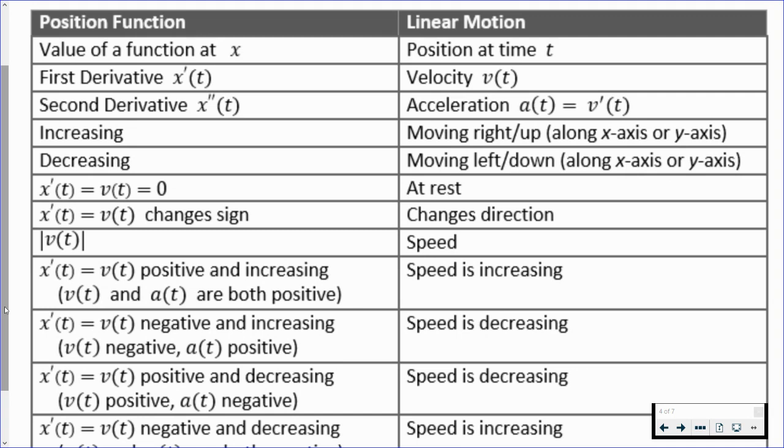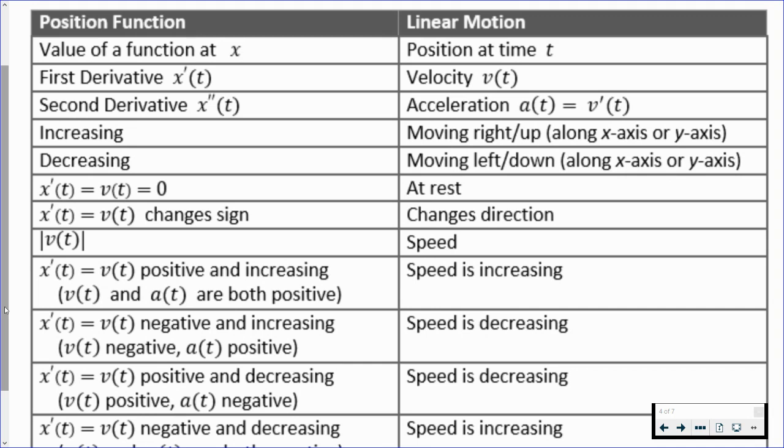So the value of a function at x is what we normally think of, but with motion, we're looking at position at time t. The original function is position. The first derivative, x prime of t, the derivative of position, the derivative of x of t or y of t, is velocity, v of t. The second derivative is your acceleration, which is also the derivative of velocity.